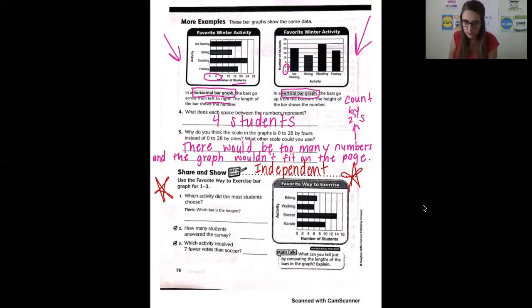Okay? Now, today for independent practice, you are going to go ahead and look at this part, favorite ways to exercise, and you're going to answer questions 1, 2, and 3 and submit.